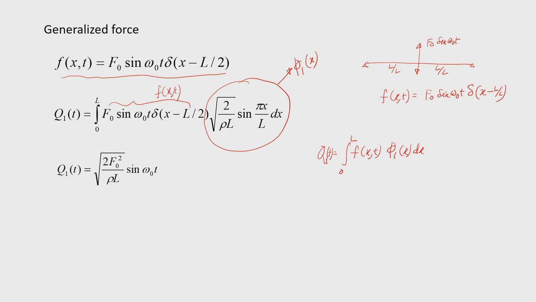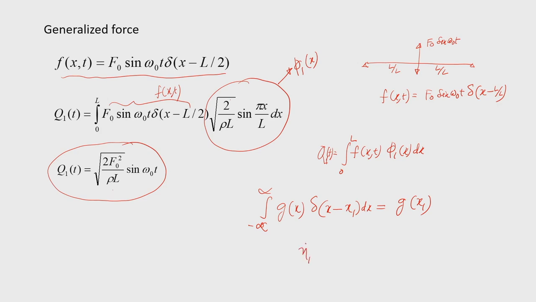Using the properties of the Dirac delta function, what is the property? If you integrate any function, say g(x), multiplied by a Dirac delta function evaluated at x1, we get g(x1). Using this, we can calculate Q1(t) as this, because if I put x equal to L by 2, sin pi by 2 is 1. So this term is coming and this is a constant, so it is taken inside the square root term. So F naught square and rho L and sin omega naught t. This is our generalized force.